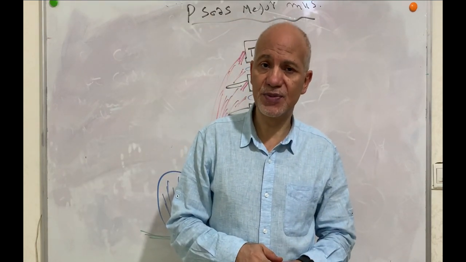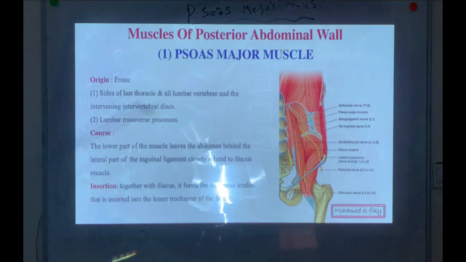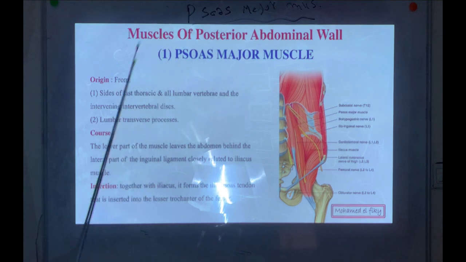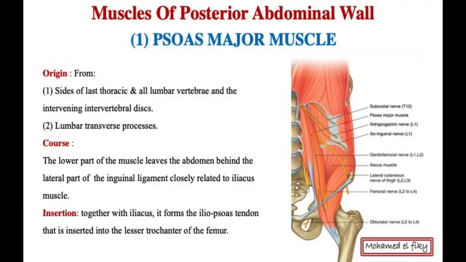What are the relations of the psoas major? Very important relations: anterior relations, posterior relations, medial and lateral relations. This is the psoas major muscle. Origin from the sides of the last thoracic vertebra and all lumbar vertebrae and the intervening intervertebral discs, and all lumbar transverse processes. The muscle leaves the abdomen behind the lateral part of the inguinal ligament, closely related to the iliacus muscle. The two muscles together form iliopsoas, which inserts into the lesser trochanter of the femur.